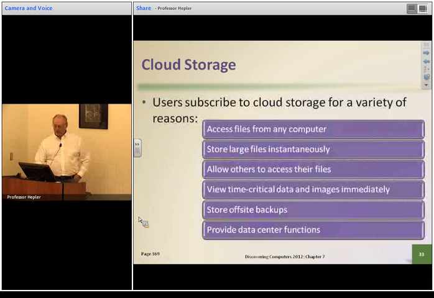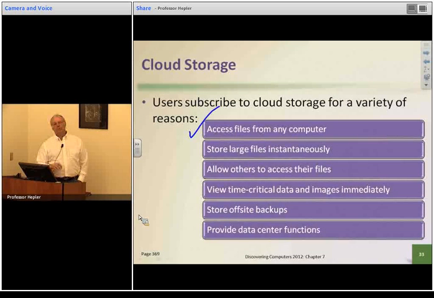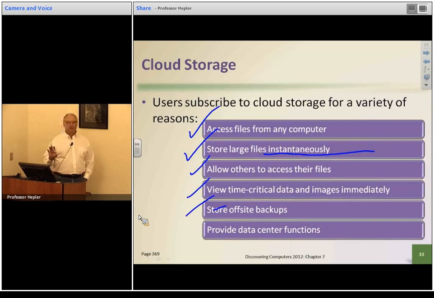So the cloud storage, these are the positives. I can put my documents up there and someone else can pull them down from elsewhere. You don't have to use email, you don't have to use anything else, it just happens. Large files, instantaneously, well, I don't know about instantaneously, but it happens automatically. Other people can access it, you get the idea. So that's the future, cloud storage.